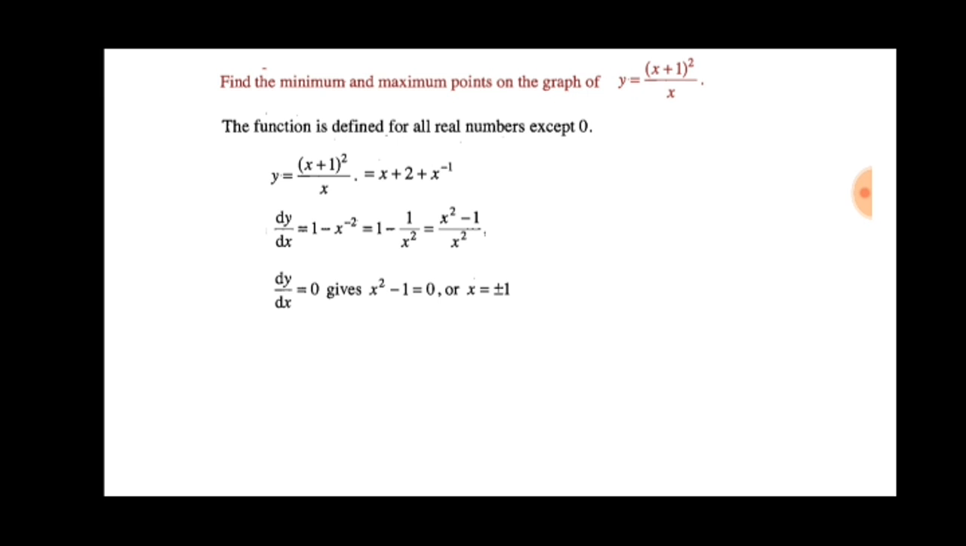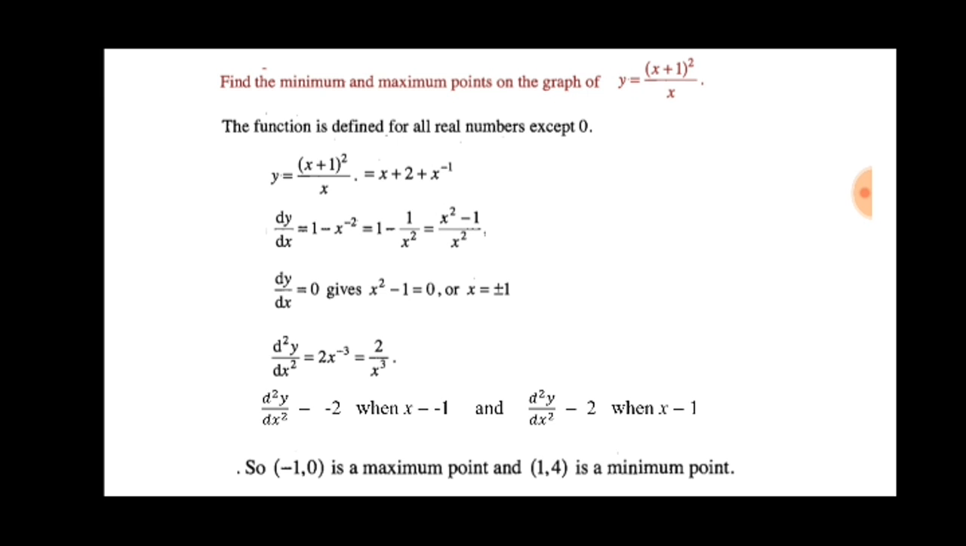And now we find the second derivative of the given function, d square y over dx square equal to 2 over x power 3. For each value that we found for x, we test the sign of the second derivative. D square y over dx square equal to minus 2 when x equal to minus 1, and d square y over dx square is equal to 2 when x equal to 1. So minus 1 comma 0 is a maximum point and 1 comma 4 is a minimum point.